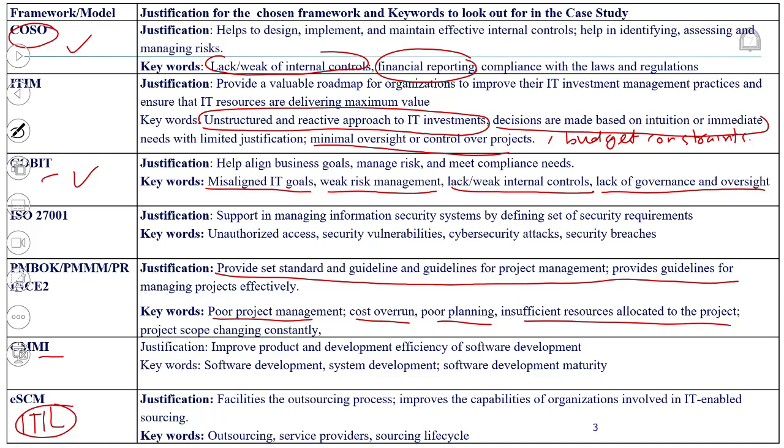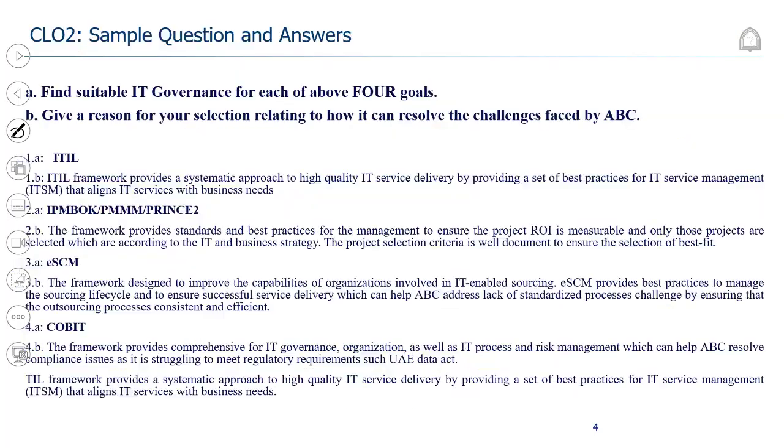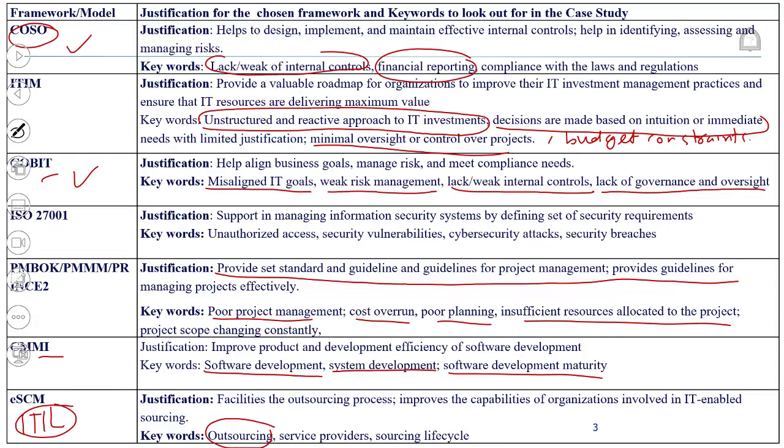CMMI is mainly used for software development. So some of the keywords that you could see in your case study would be things to do with software development, system development, software development maturity. If you see those keywords, then think about the CMMI. And ECM, the main thing that you'll see there is things like outsourcing. So having looked at that, let's now look at this so that we'll go very quickly.